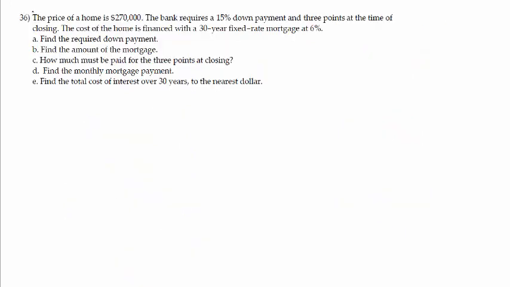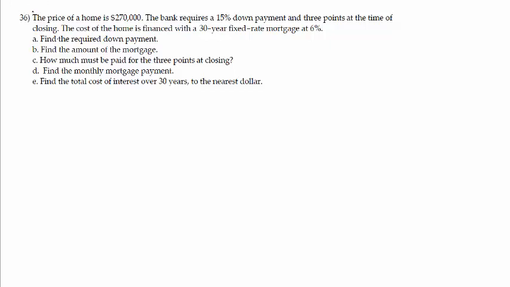Number 36. Okay, I've got several pieces on this one. I'm given the price of the home is $270,000. The bank's going to require a 15% down payment. I'm going to pay 3 points at the time of closing. And the cost of the home is financed with a 30-year fixed rate mortgage of 6%. Okay, so let's go through the following questions here.